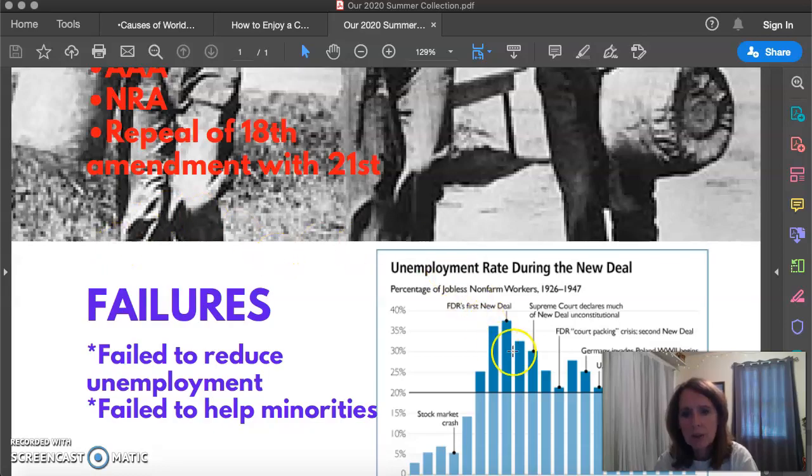In fact, you look at this chart over here and you'll see it goes down to about 20% here. This is when we get the court packing plan. The second New Deal is launched. Unemployment basically goes back up, it starts to come down, and then it really starts to come down when we enter the war economy of World War II. And so that's where I'll pick up with you later, is the beginning of World War II. I hope you learned something about the successes and failures of the New Deal.